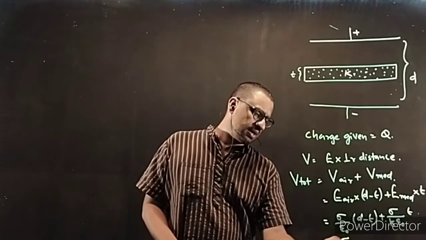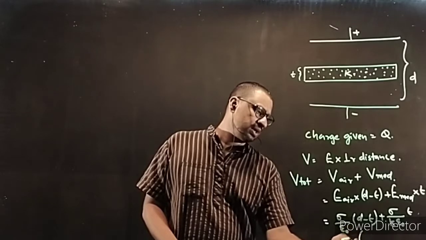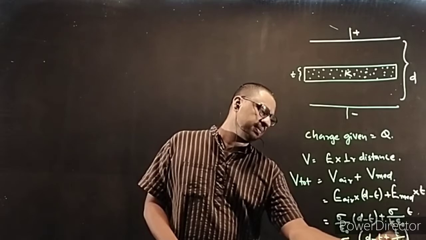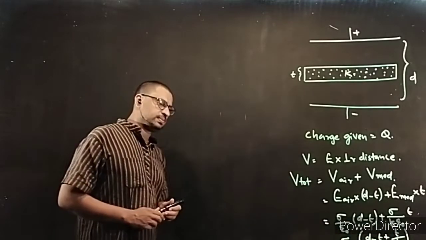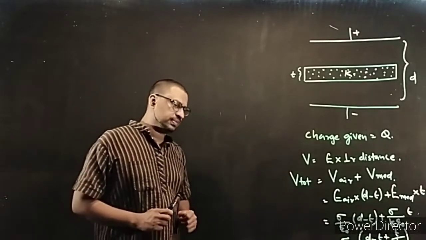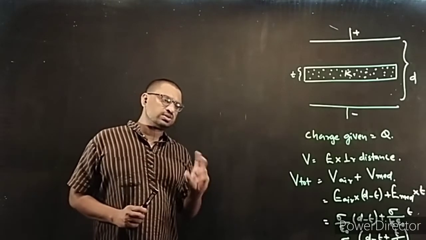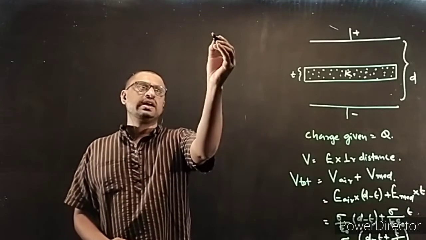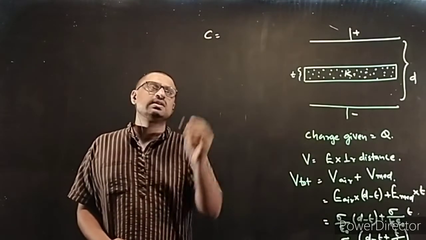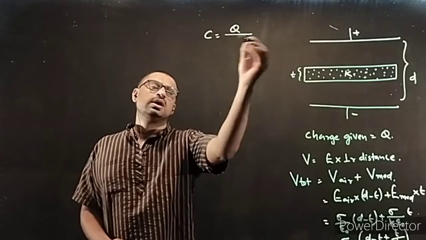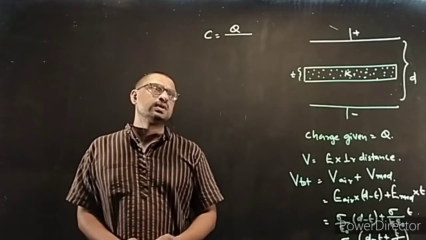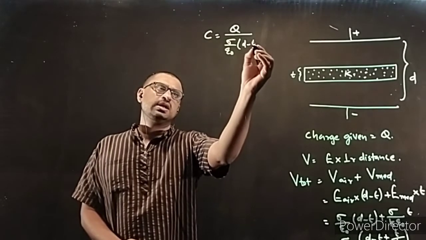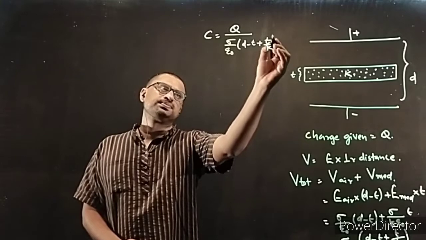So you can take sigma by epsilon 0 out, into D minus T plus T by K. That's it. This is the equation for the total potential difference existing between the plates. Now the capacity of that arrangement is the charge given Q divided by the total potential difference, which is sigma by epsilon 0 into D minus T plus T by K.